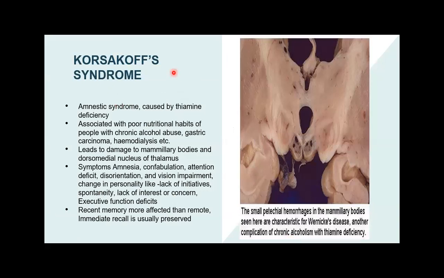Korsakoff syndrome is an amnestic syndrome that is caused by thiamine deficiency. It is associated with poor nutritional habits of people with chronic alcohol abuse, gastric carcinoma, and hemodialysis. It leads to damage in the mammillary bodies and the dorsomedial nucleus of the thalamus. Symptoms include amnesia, confabulation, attention deficit, disorientation, vision impairment, change in personality like lack of initiative, spontaneity, lack of interest or concern, and executive function deficit. Recent memory is more affected than remote memory, and recall is usually preserved.